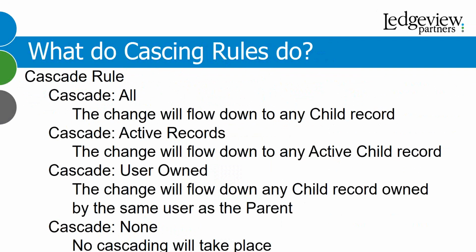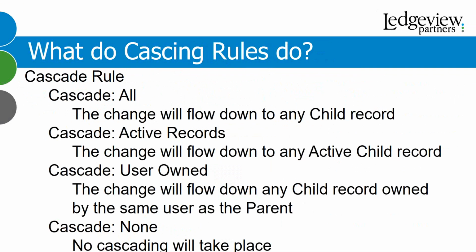Cascade all. So this simply means, let's say you change ownership. We change ownership of a record from Christina to Mike. If we have cascade all, that means every child record in that relationship, so account to contact, all contacts of that record will change to being owned by me. Active records, same thing, except it's ignoring inactive records. Inactive records would still be owned by Christina.